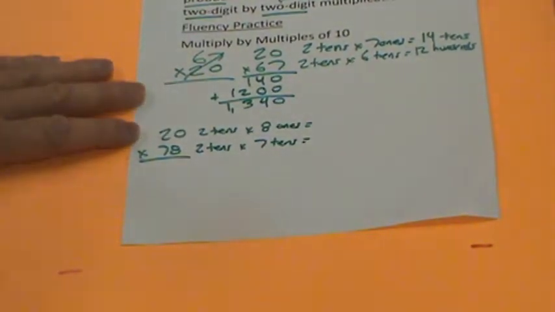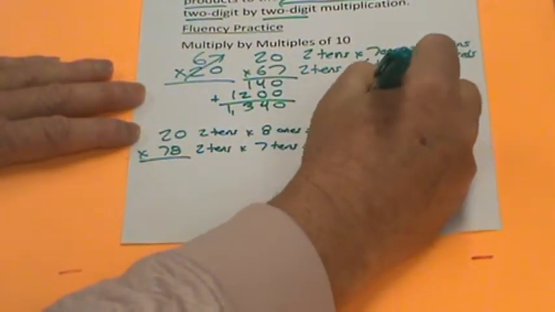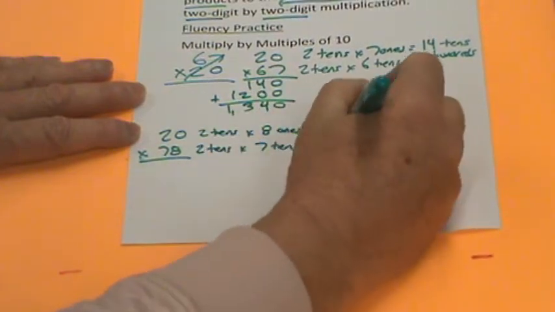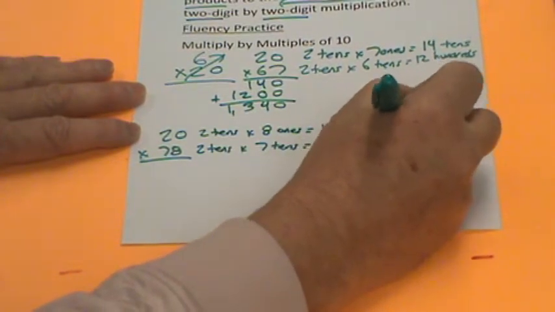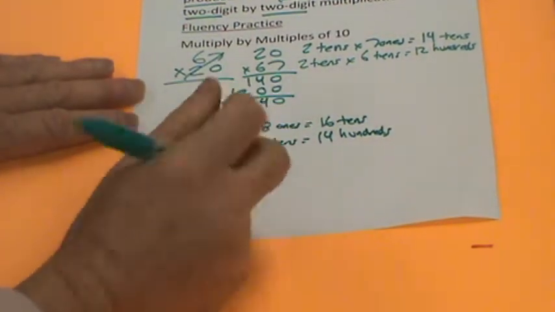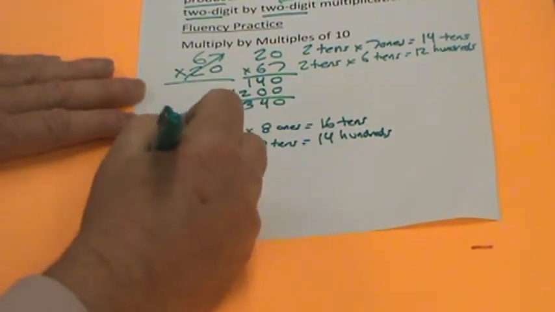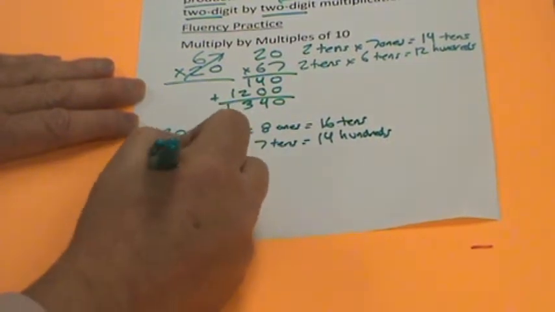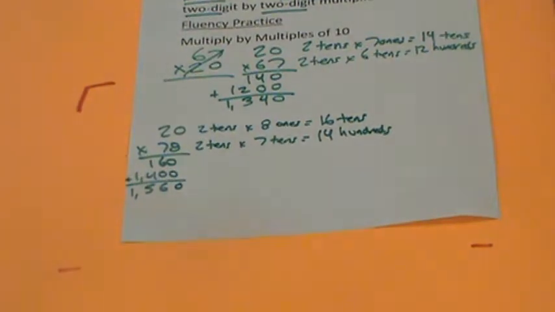Two tens times 8 ones. 2 times 8 is 16. 10 times 1 is 10. So we get 16 tens. 2 times 7 is 14. 10 times 10 is 100. So we're going to have hundreds. So what do we have here? We have 16 tens, which is 160. Then we have 14 hundreds, which is 1,400. Add them up, 1,560.